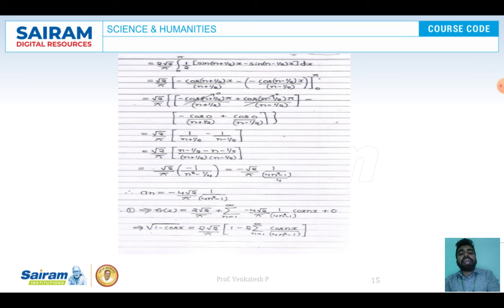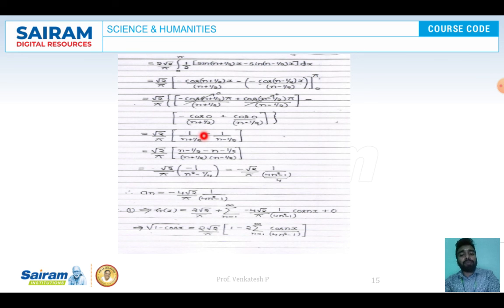After integration of sin, we get root 2 by pi, which I'll keep as it is, into minus cos (n plus 1 by 2)x by (n plus 1 by 2) minus of minus cos (n minus 1 by 2)x by (n minus 1 by 2), with the limit 0 to pi. After applying the upper limit, the first two terms become 0. For the lower limit, replacing x as 0, we got cos 0 by (n plus 1 by 2) plus cos 0 by (n minus 1 by 2). As we know that cos 0 is equal to 1, we got root 2 by pi into 1 by (n plus 1 by 2) minus 1 by (n minus 1 by 2).